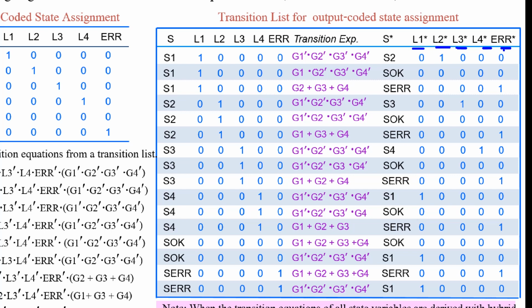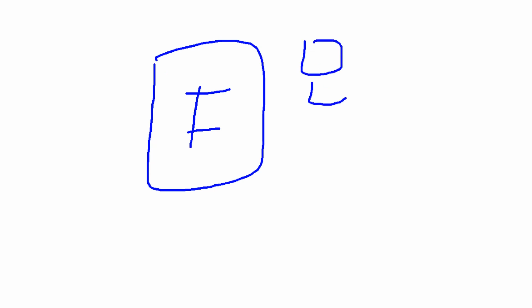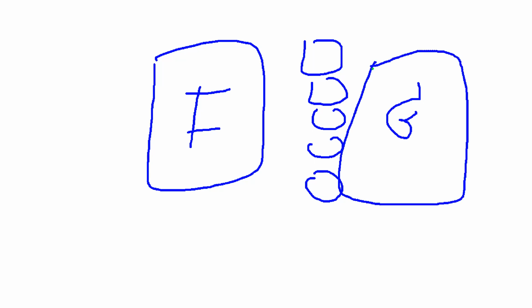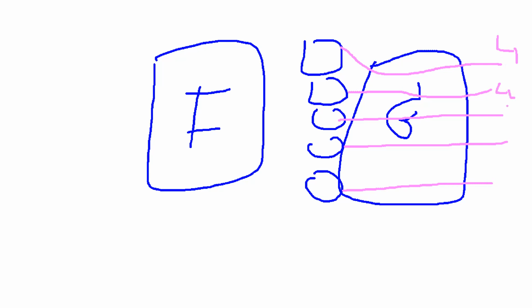To determine circuit F, you have got 1, 2, 3, 4, 5. And circuit G. For circuit G, it is pretty easy, because you use the output of the flip-flop as the output of the circuit directly: L1, L2, L3, L4, and ERR. So you can get the output equation easily. Namely, this L1 equals this state variable. So you can complete this one easily.